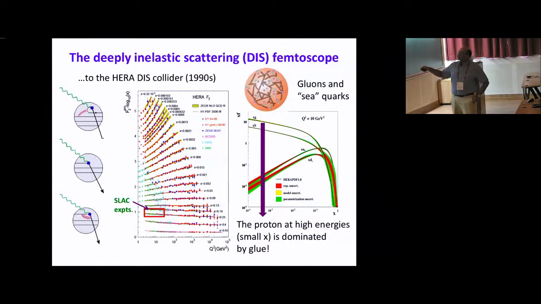And if you look at this plot, this is the distribution of gluons and sea quarks inside the proton at a fixed resolution Q squared versus x. And this is telling you about the number, in some picture, of quarks and gluons inside the proton at high energies. And it's clearly not small, it's a very large number.